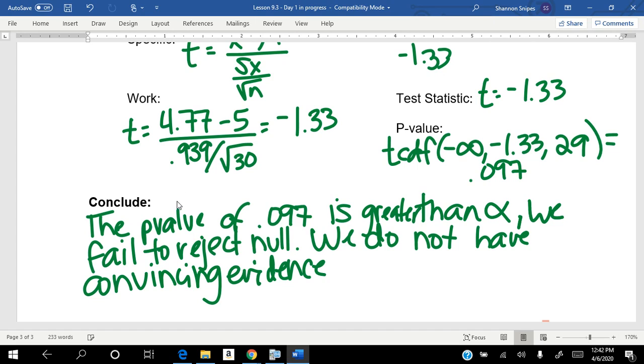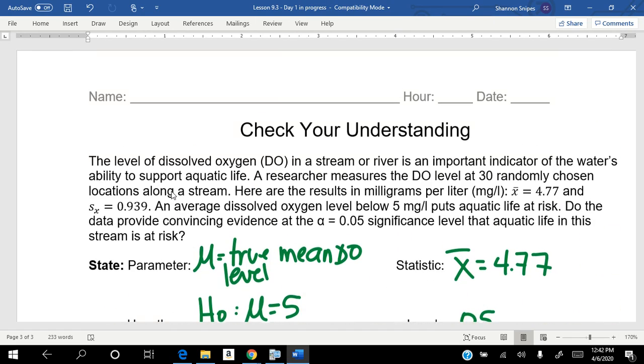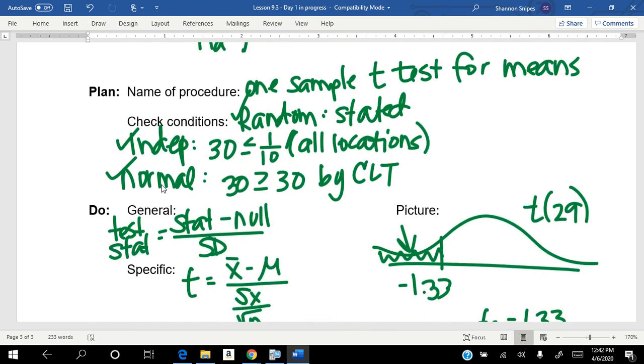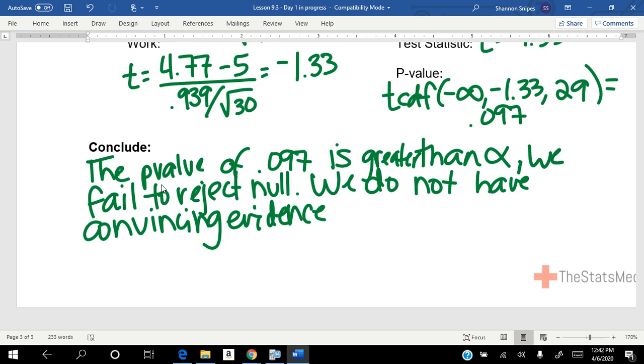Now remember, if you get stuck, look at what you're trying to find, and they're lovely. They write it so much better. Do the data provide convincing evidence at the alpha equals 0.05 significance level that the aquatic life in the stream is at risk? We do not have convincing evidence the aquatic life is at risk.